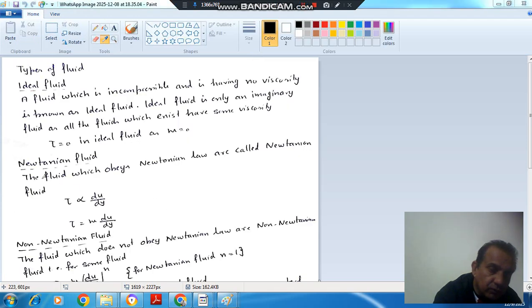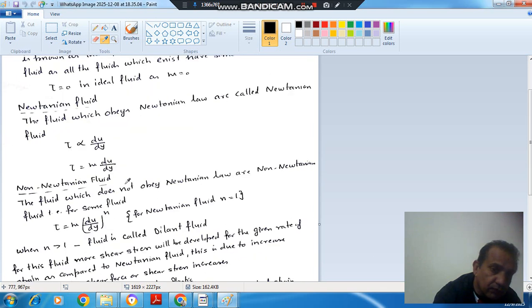Now, the first type of fluid which can be a real fluid is the Newtonian fluid. A Newtonian fluid is a fluid which obeys Newton's law, and Newton's law says shear stress is directly proportional to velocity gradient, and the proportionality constant is your dynamic viscosity. The other classification of fluids is non-Newtonian fluids, in which there are various fluids. The general law for a non-Newtonian fluid is shear stress is equal to mu (du/dy) raised to the power n. If we take n equal to 1, then it is a Newtonian fluid.